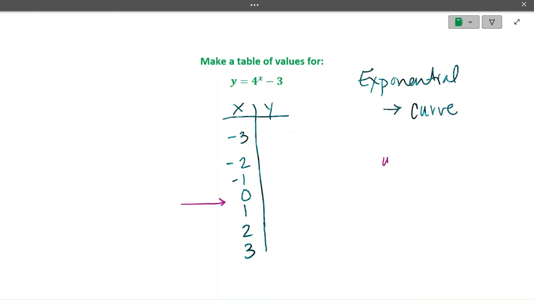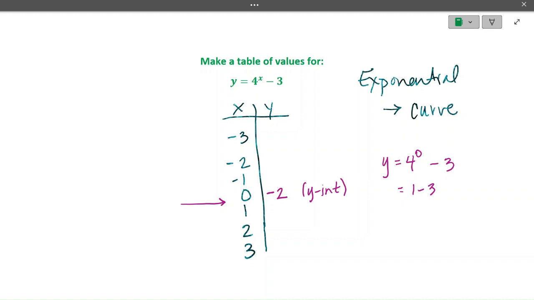So we're basically going to be plugging in values here to find our y value for every x value. So it's going to require knowledge of exponents. 4 to the 0 power is 1. 1 minus 3 is negative 2. So we know that we have a y-intercept of negative 2. I'm just going to note that that's our y-intercept, so that's where it crosses the y-axis.